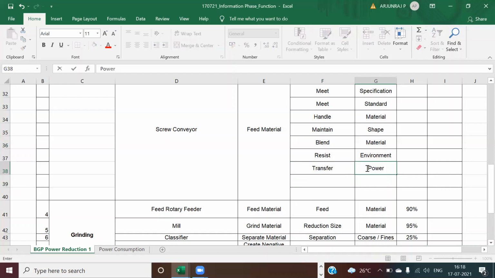Power is nothing but 2πNT by 60,000. So accordingly you can have torque as well. So let us have only power. And how to track it is, when you are transferring power, what are the implications? Those things also you can analyze.